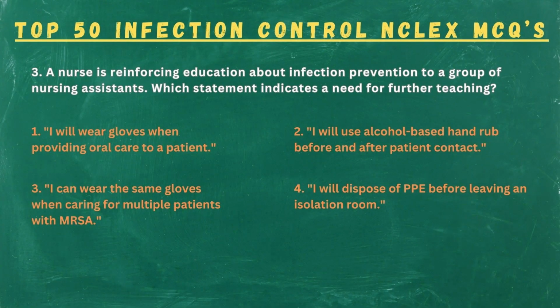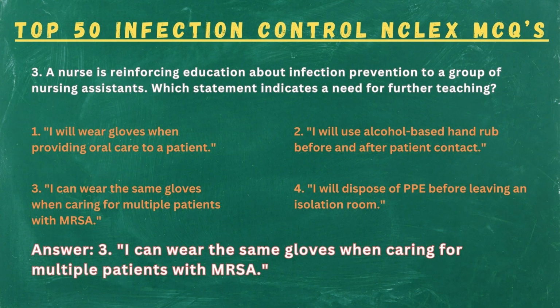3. A nurse is reinforcing education about infection prevention to a group of nursing assistants. Which statement indicates a need for further teaching? 1. I will wear gloves when providing oral care to a patient. 2. I will use alcohol-based hand rub before and after patient contact. 3. I can wear the same gloves when caring for multiple patients with MRSA. 4. I will dispose of PPE before leaving an isolation room. Answer: 3. I can wear the same gloves when caring for multiple patients with MRSA.